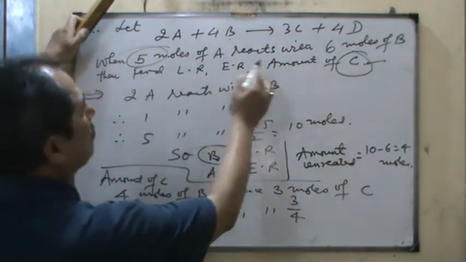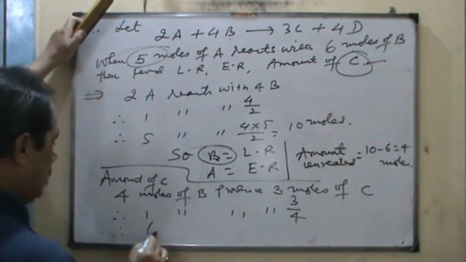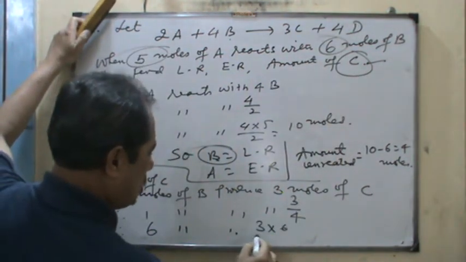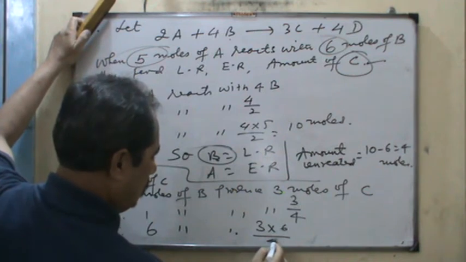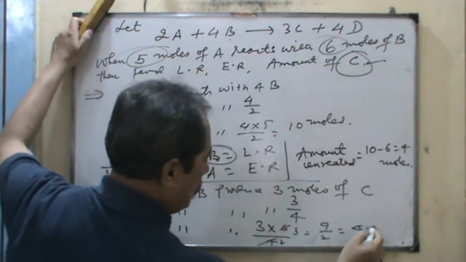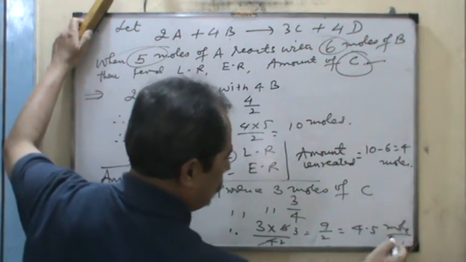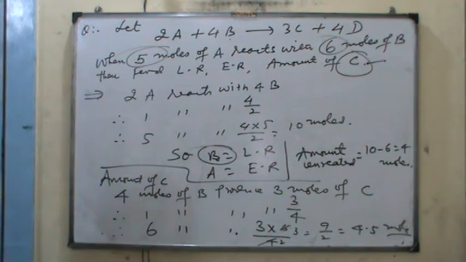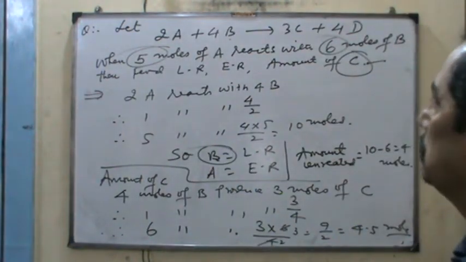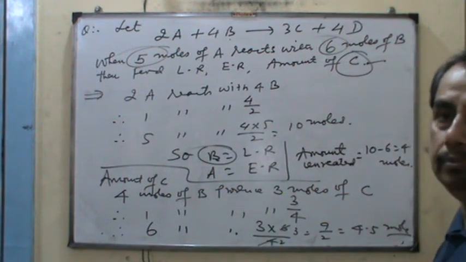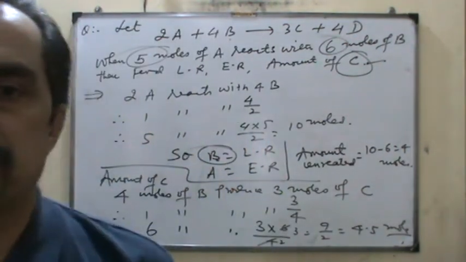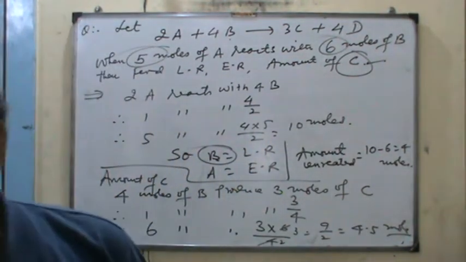Therefore, in 6 moles of B, 6 is given here, so 3 into 6 by 4. 2 twos are 4, 2 threes are 6, 9 by 2, 4.5 mole is the right answer. So that is the way you can calculate the limiting reagent and the excess reagent, how much amount is unreacted and all that.